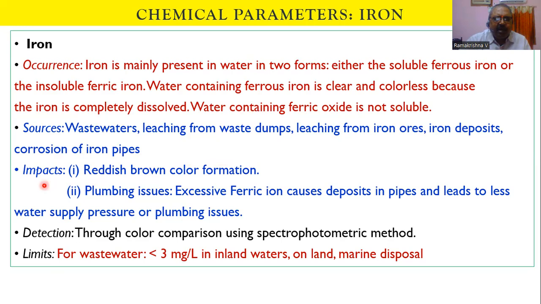So when iron is present, it will give a reddish brown color formation, and excessive ferric iron causes deposits in pipes and leads to less water supply pressure or plumbing issues. How are you going to detect it? It is detected through color comparison using the spectrophotometric method. The permissible limit, when you discharge into inland waters, on land, or for marine disposal, should be less than 3 milligram per liter.